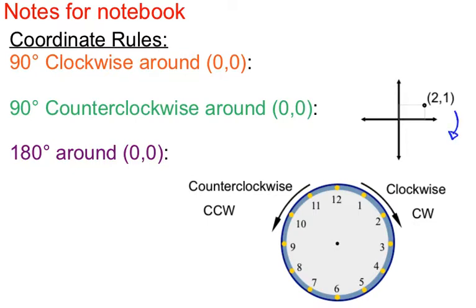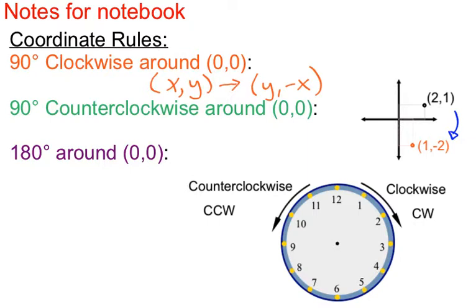So let's think. If we do a 90 degrees clockwise rotation, that point 2, 1 becomes 1, negative 2. Notice that they switch places, and the second number becomes negative. So if we rotate 90 degrees clockwise, xy will become y, opposite x. So they switch places, and the second number will end up becoming negative or changing sign.